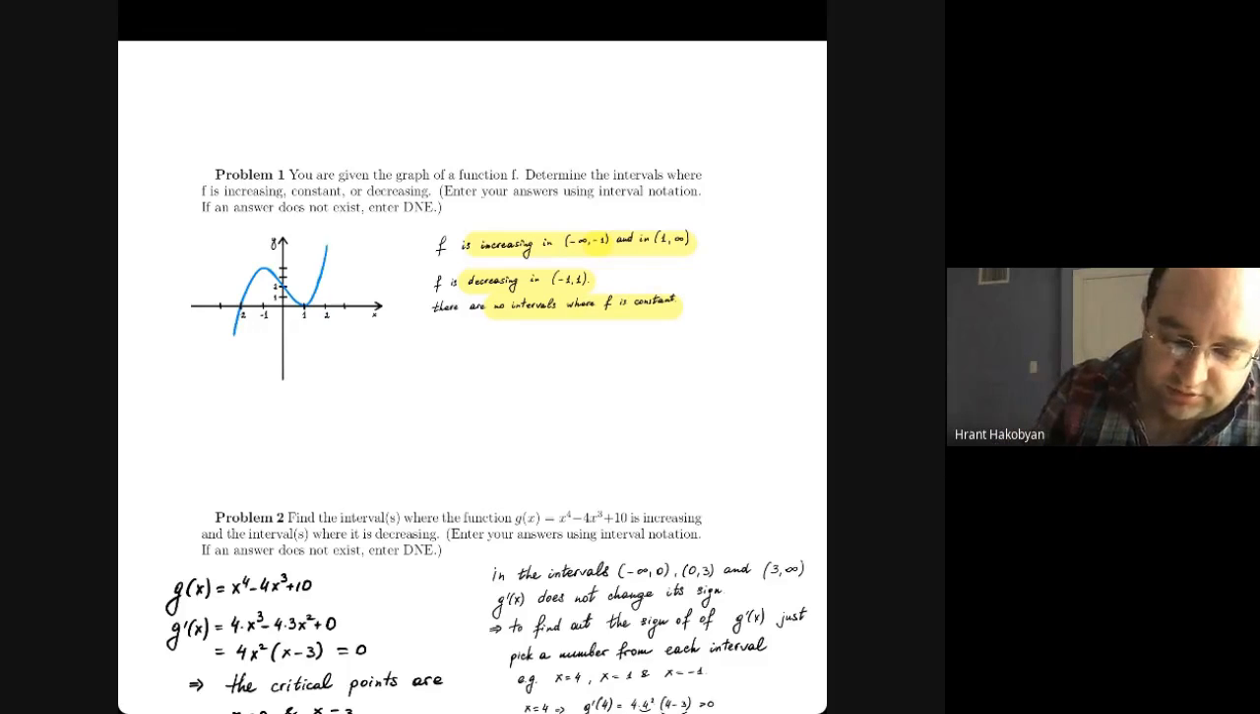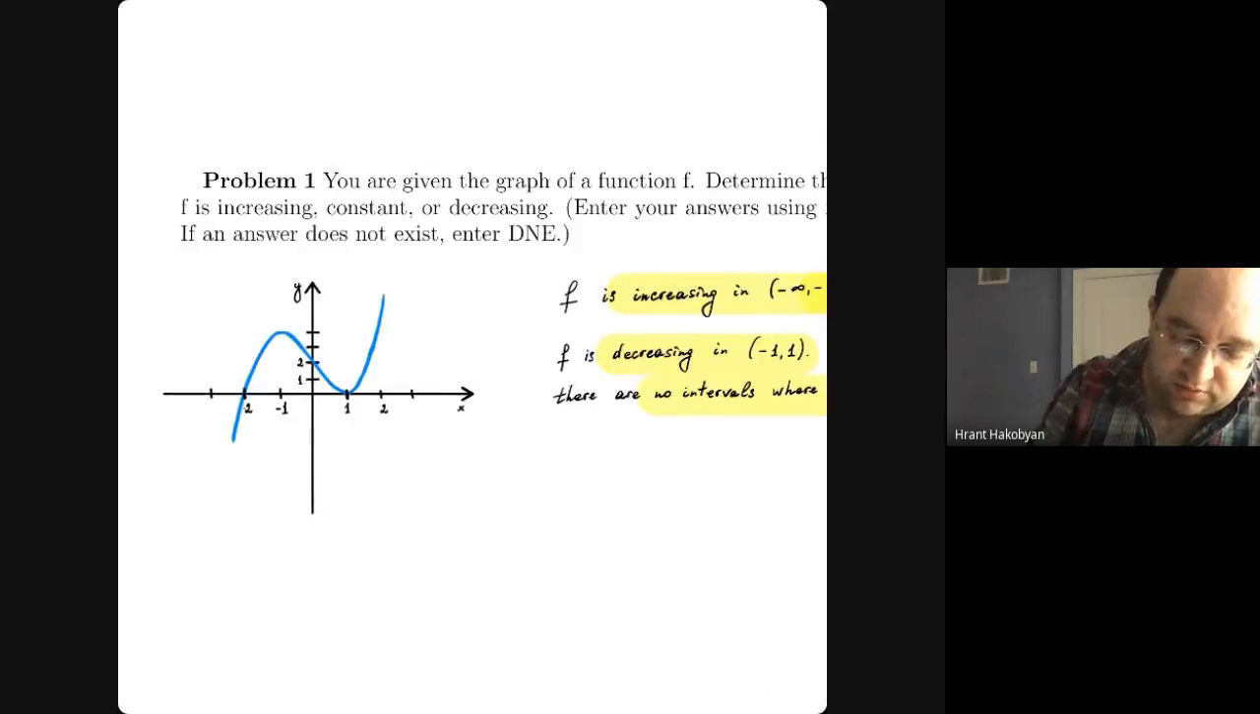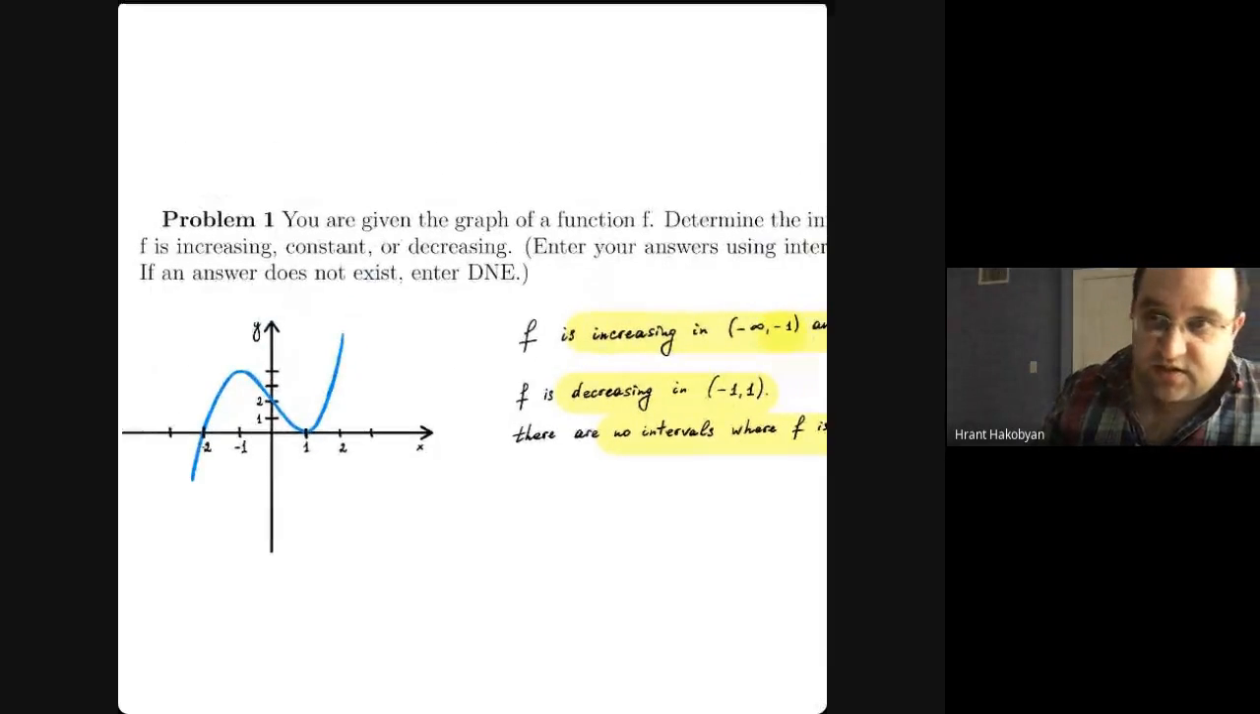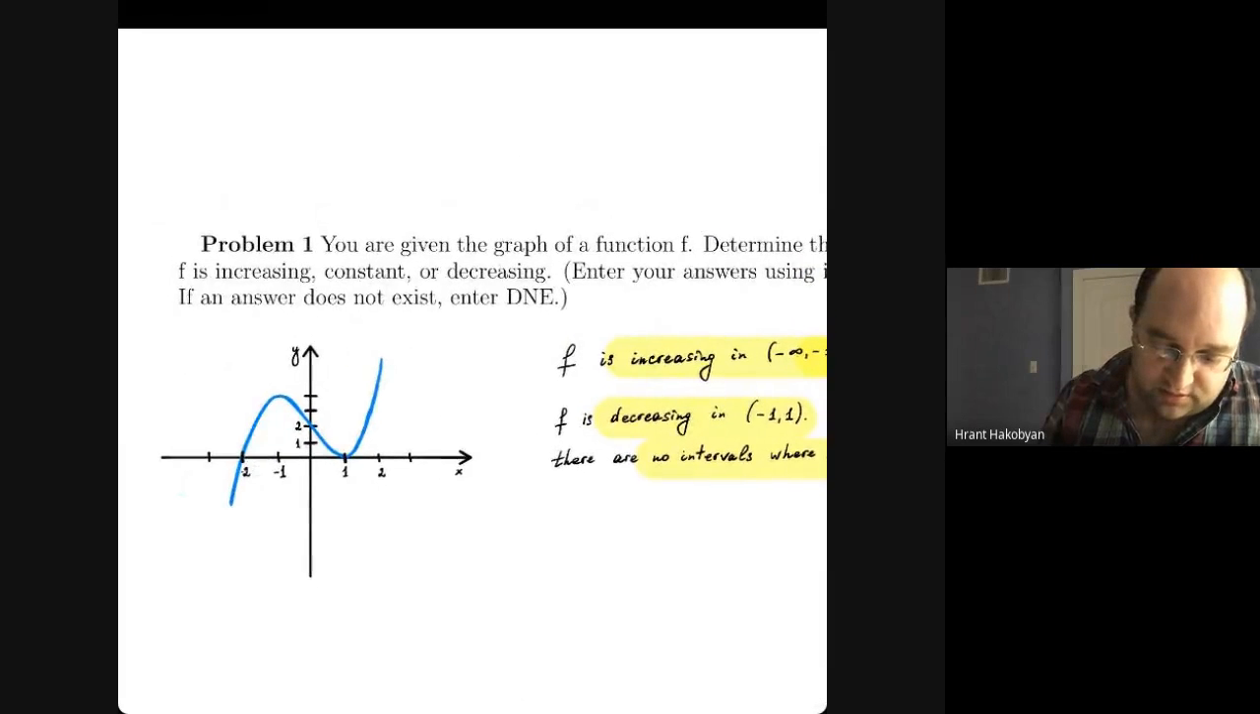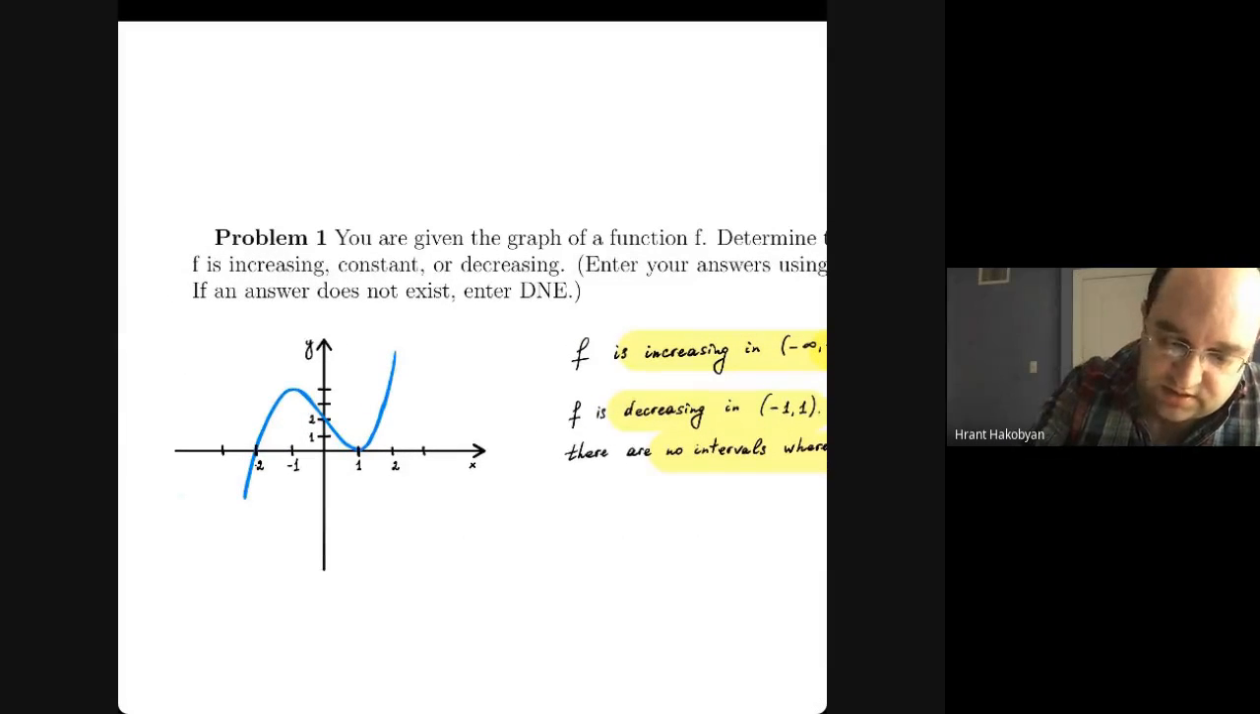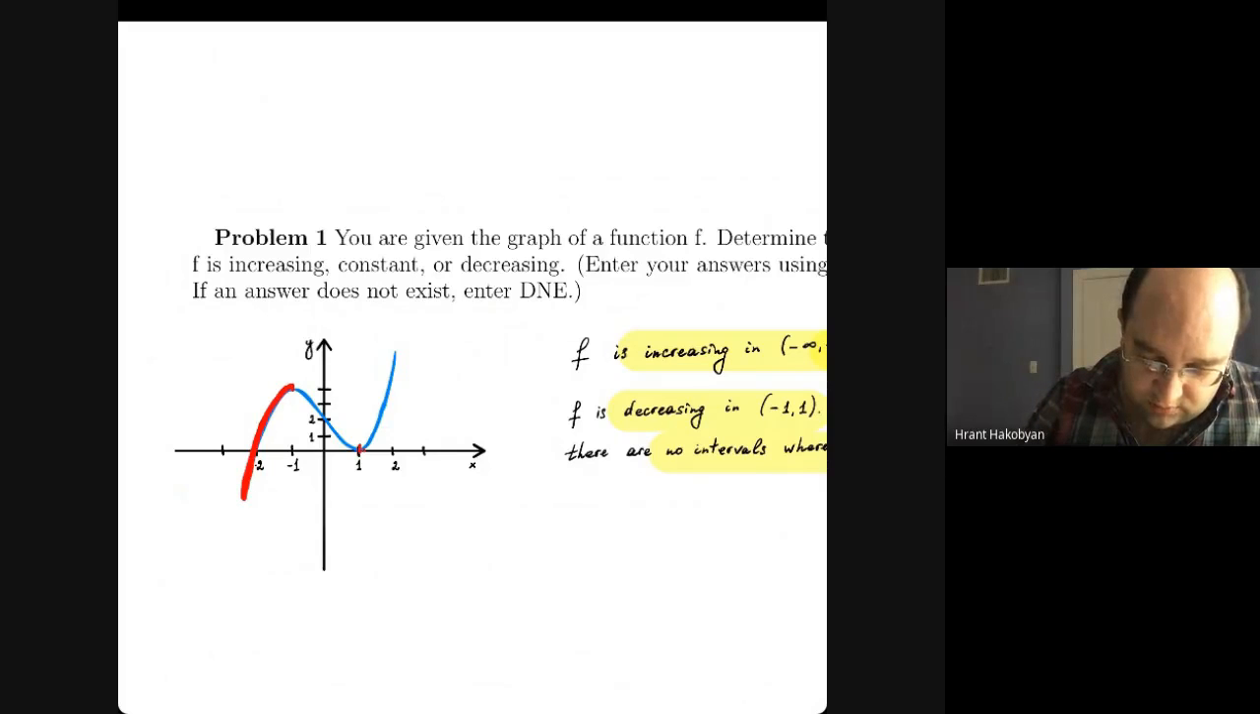So I'm going to look at this function. Where is this function increasing or decreasing? Well, this function is increasing. Let's look. Where is it increasing? It's increasing here, right? Here, all the way, it's increasing. And this part here, it's also increasing, right?